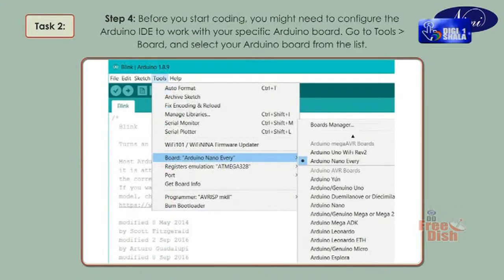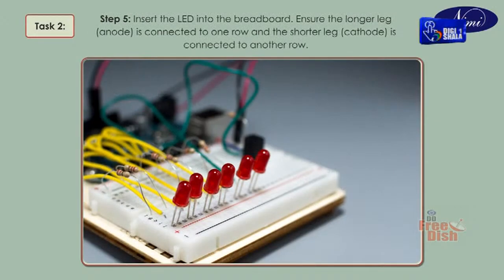Step 4. Before you start coding, you might need to configure the Arduino IDE to work with your specific Arduino board. Go to Tools, Board and select your Arduino board from the list. Step 5. Insert the LED into the breadboard. Ensure the longer leg anode is connected to one row and the shorter leg cathode is connected to another row.